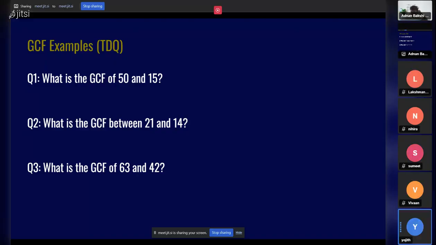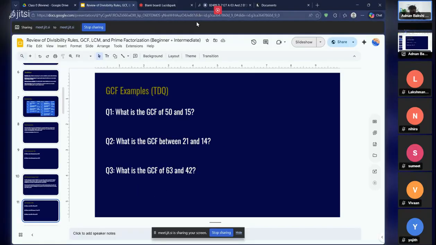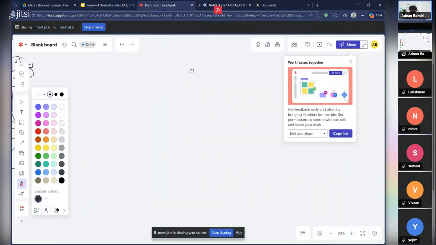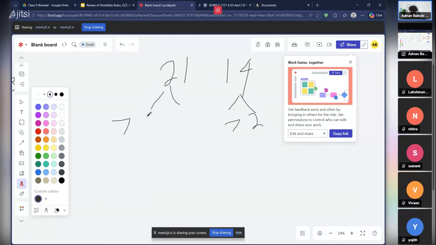I got 7. You got 7? That's actually correct. Good job. So let's see how we got it. So 21, 14, that's 7 and 2. This is 7 and 3. 7 is shared. There's no lowest one, so you just take 7 to the 1. That's 7.